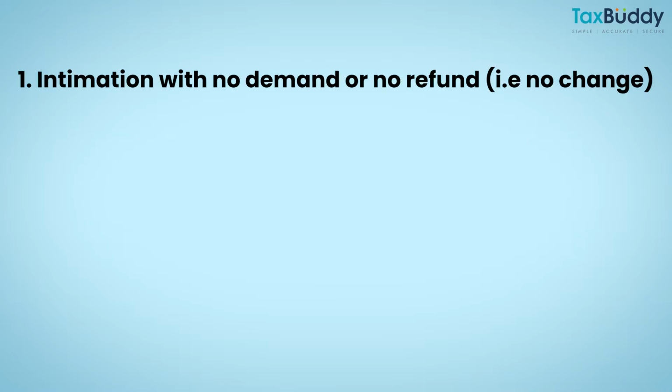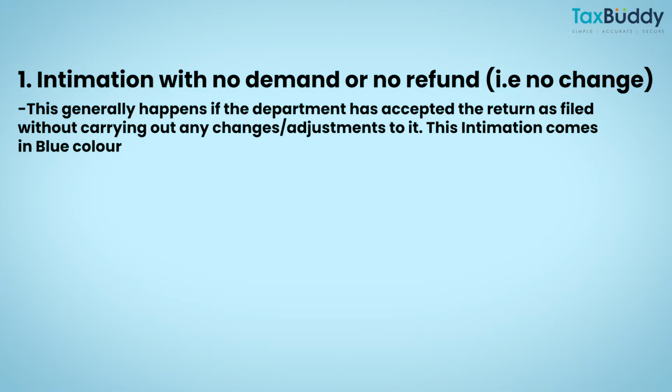First, intimation with no demand or no refund, that is no change. This generally happens if the department has accepted the return as filed without carrying out any changes or adjustments to it. This intimation comes in blue color.